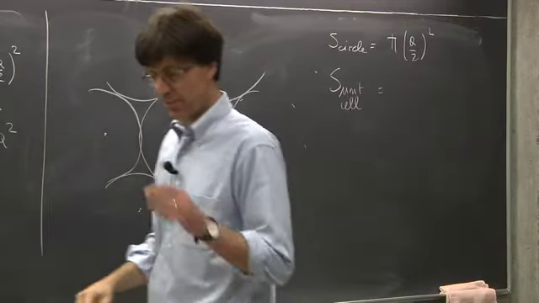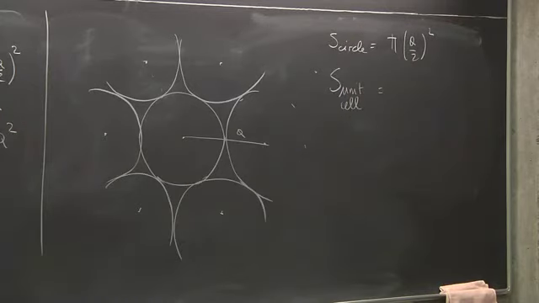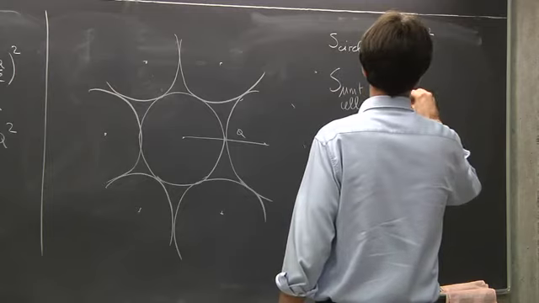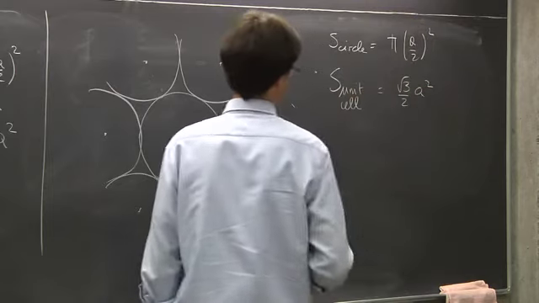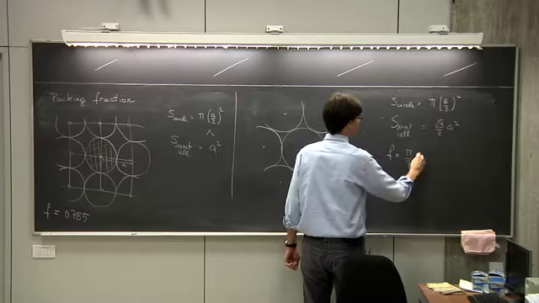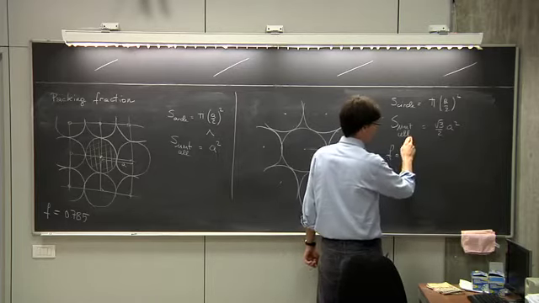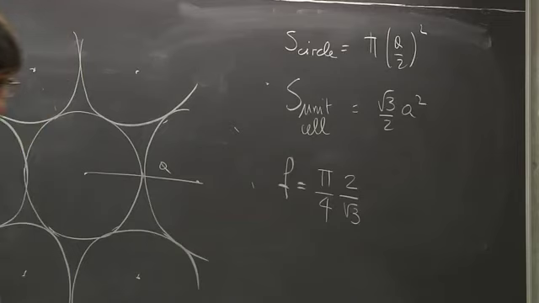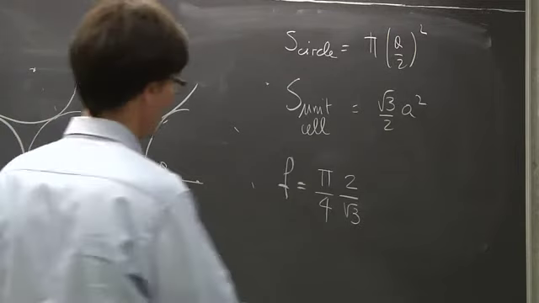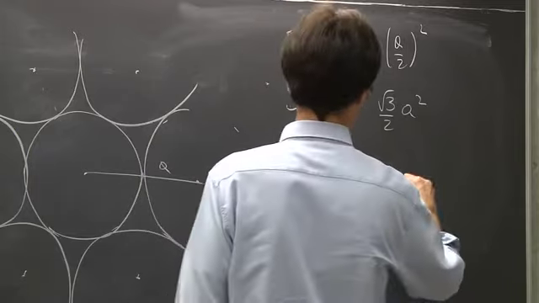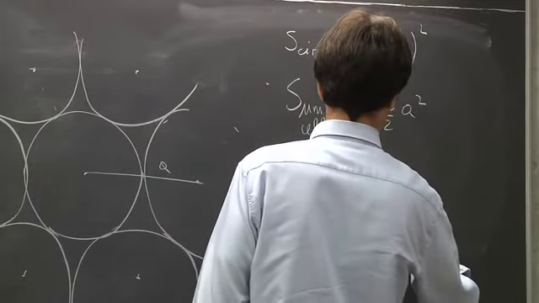That is the area of the whole space per Bravais lattice point. We calculated already, right? So it's square root 3 over 2 a squared. Packing fraction, pi over 4 divided by the area of the unit cell, 2 over square root 3, right? a squared, of course, is 1. So it's pi over 2 square root 3.